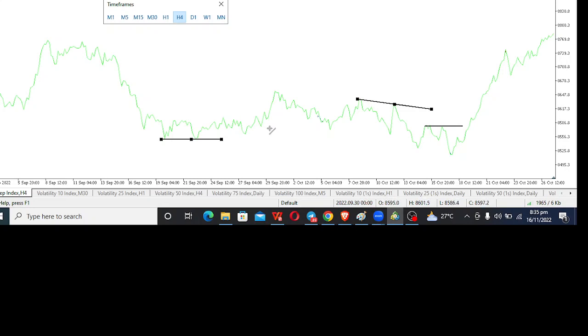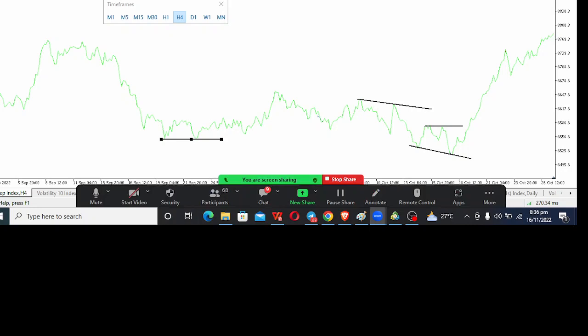So let me just mark a few. And I believe you all know that support and resistance are mostly not, if you are just using trend lines, you won't always find them on a straight line.